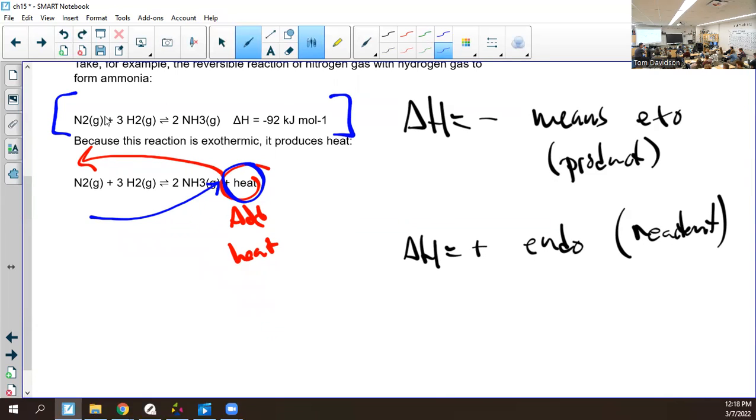We want the most NH3 produced. At what temperature would you want this reaction to happen? Oh, you want to heat the reactants? You can't, you have to heat the whole thing. You can't just heat the reactants. So that's tricky.